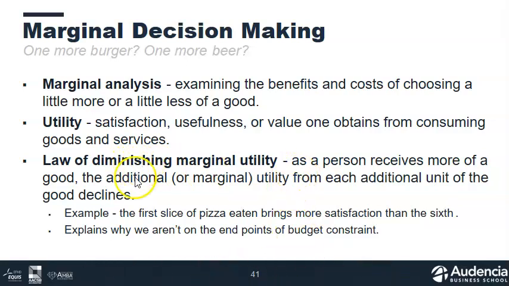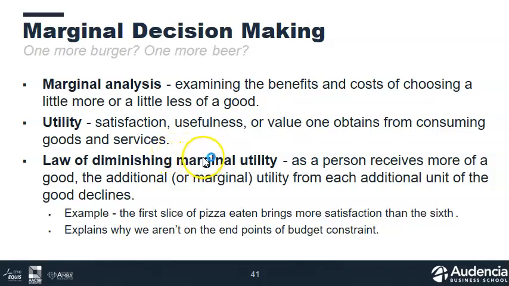Now we've seen that when we look at opportunity cost, we're saying, well, what's the cost of buying one more burger? What's the cost of one more beer? What's the cost of one more something? And the opportunity cost showed us that. We can buy one more burger, and the opportunity cost was 4 bus tickets. And that's what's called a marginal analysis. We're examining the benefits and costs of choosing a little more or a little less of a good. And the opportunity cost shows us that right away.